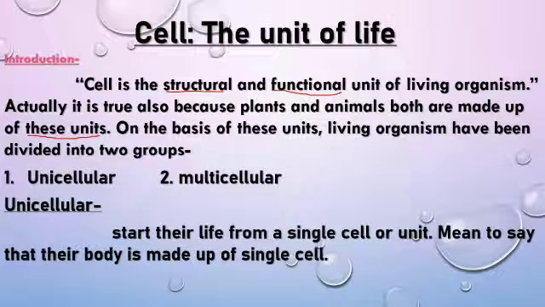On the basis of these units, living organisms have been divided into two groups. How many groups? Two. The first one is unicellular and the next one is multicellular. At first we will discuss what is unicellular. Uni means one or single in number, and cellular means cell. So animals or living organisms bearing a single cell are called unicellular animals.